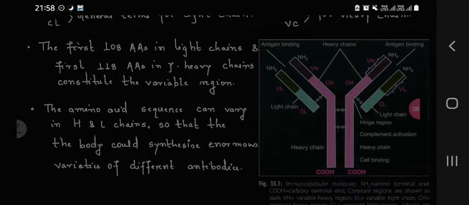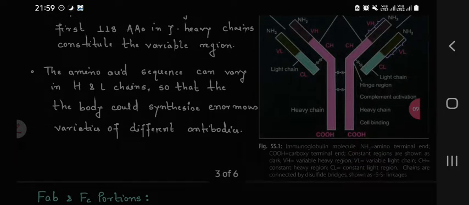Light chain, hinge region, complement activation, heavy chain, cell binding, heavy chain, antigen binding. The immunoglobulin molecule has the NH2 amino terminal and the COOH carboxy terminal, and constant regions are shown as dark. Variable heavy region, variable light region, constant heavy region, constant light region. The chains are connected by disulfide bridges shown as S-S linkages.